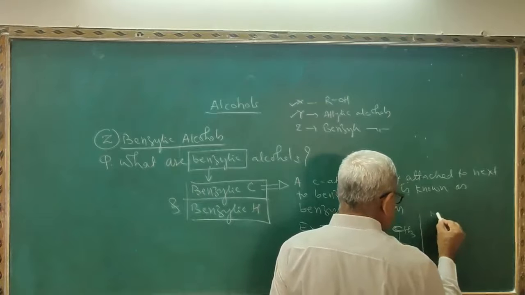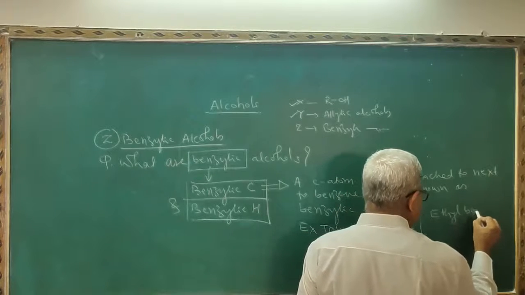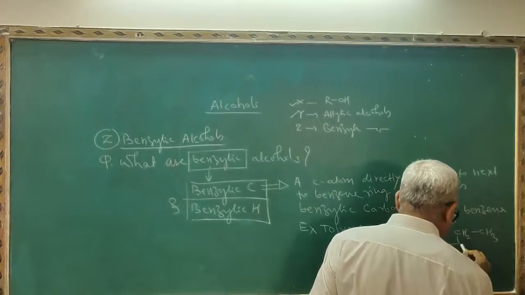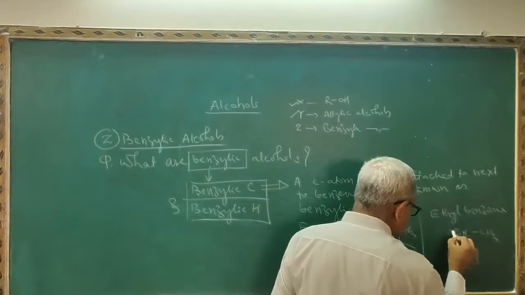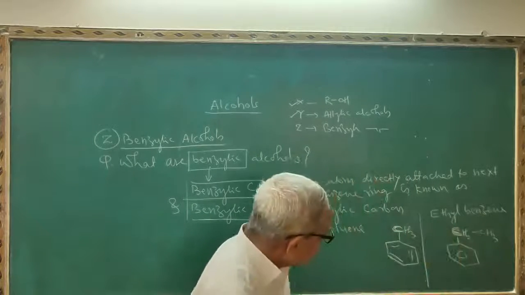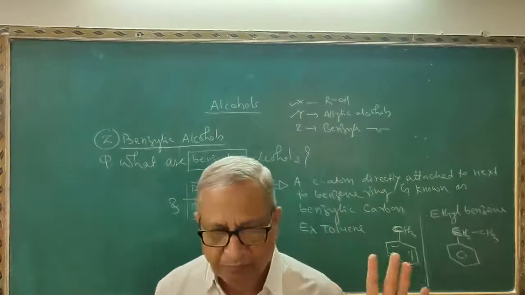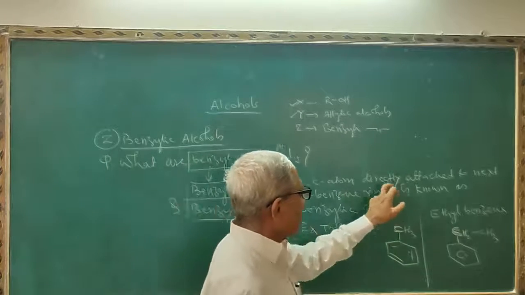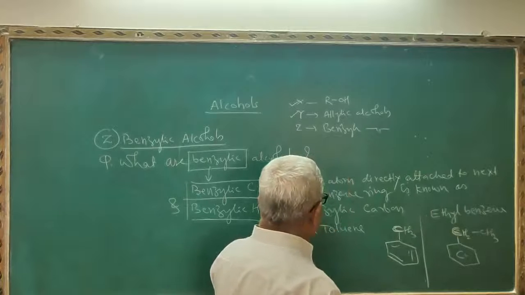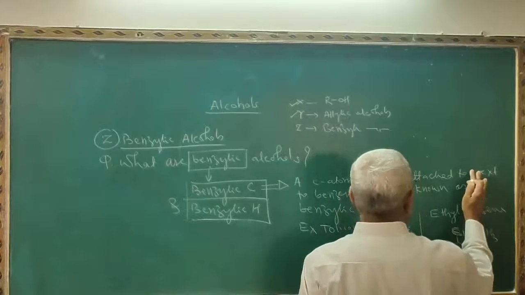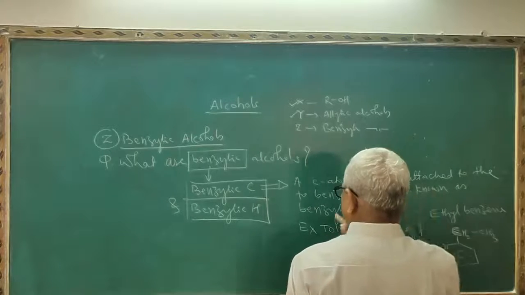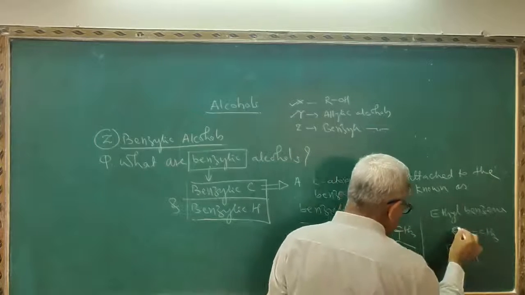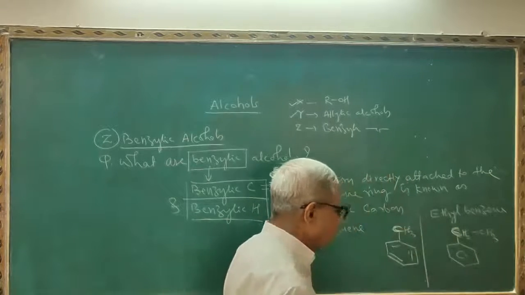If you consider the second example, ethyl benzene, this is the formula for ethyl benzene. This is your benzylic carbon atom. The other carbon is not benzylic, because this carbon is not directly attached to the benzene ring. So try to understand the meaning of the term benzylic carbon. A carbon atom directly attached to the benzene ring is known as benzylic carbon. And since this carbon atom is directly attached to the benzene ring, therefore these are benzylic carbon.